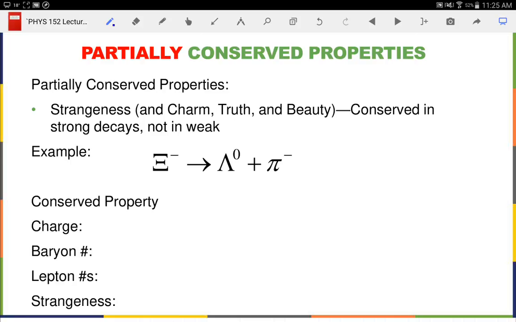But what they found was strangeness is partially conserved. Strangeness is conserved if something decays via the strong nuclear force. It's not conserved if it decays via the weak nuclear force. That's the ultimate upshot here.